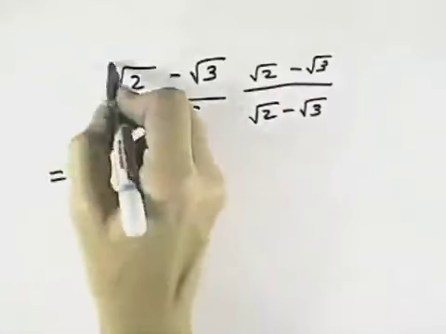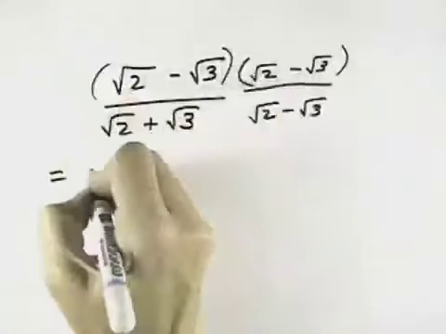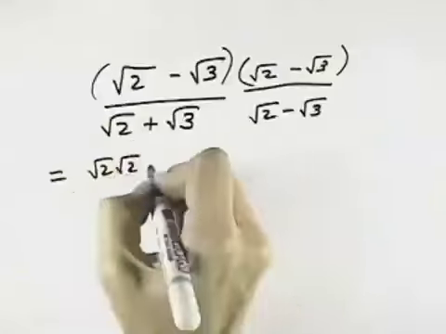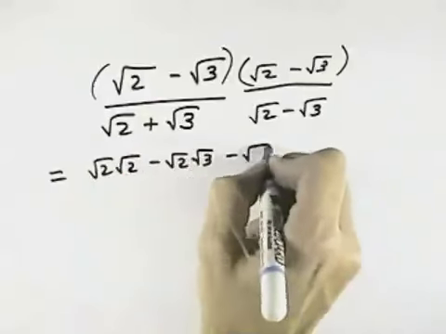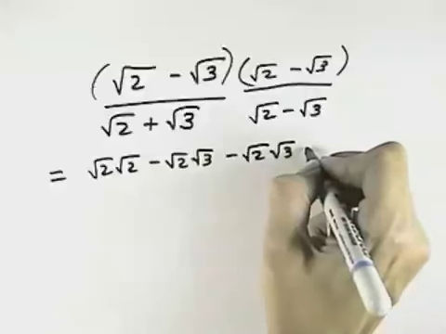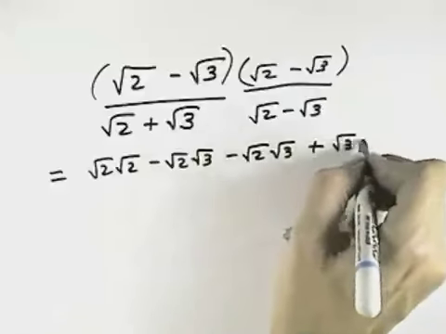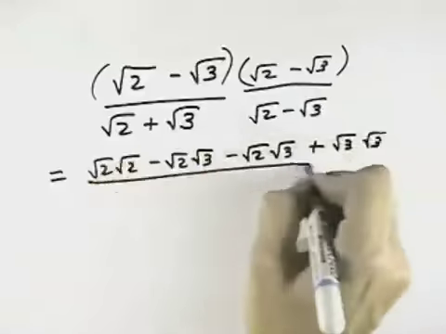So on the numerator, I've got square root of 2 times square root of 2. And then outer is minus square root of 2 times square root of 3. Inner is minus square root of 2 times square root of 3. And last will be plus square root of 3 times square root of 3 because there's two negative signs.